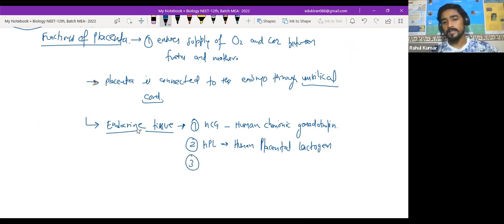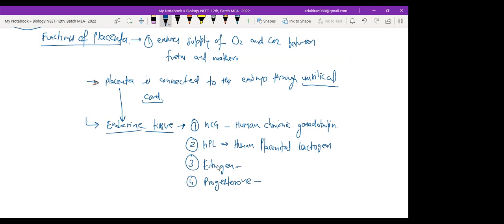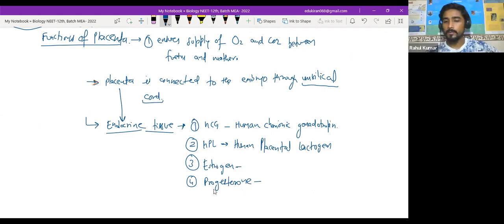Third hormone, all these are secreted by placenta. So write down third hormone released is called estrogen. This you already know, right? Estrogen. And the fourth is, of course, progesterone. They always come in pair. So you know what is estrogen and what is progesterone? Yes. So their functions need not be told.